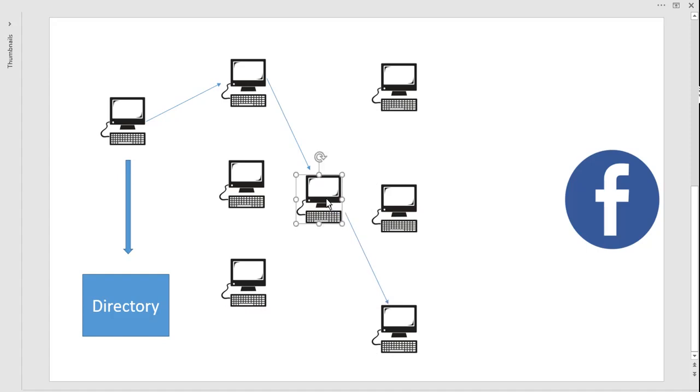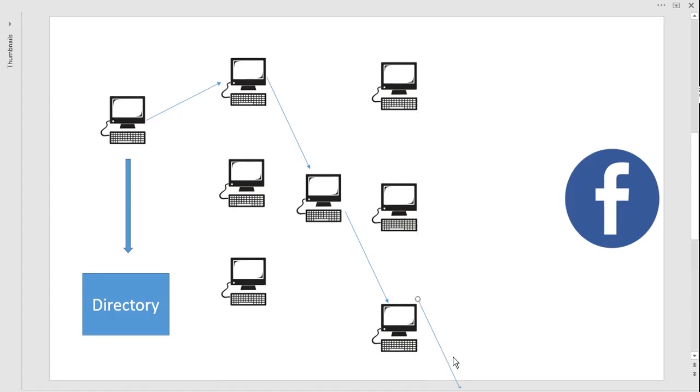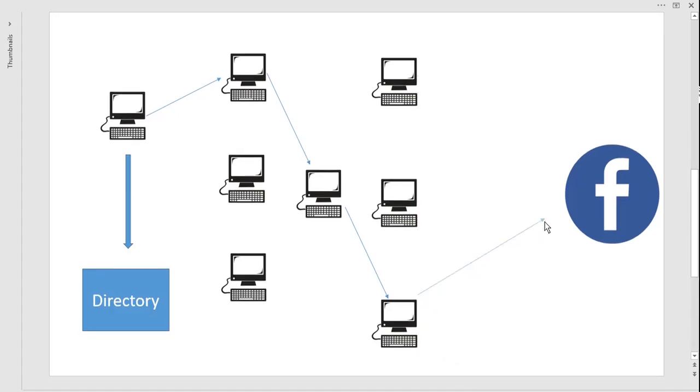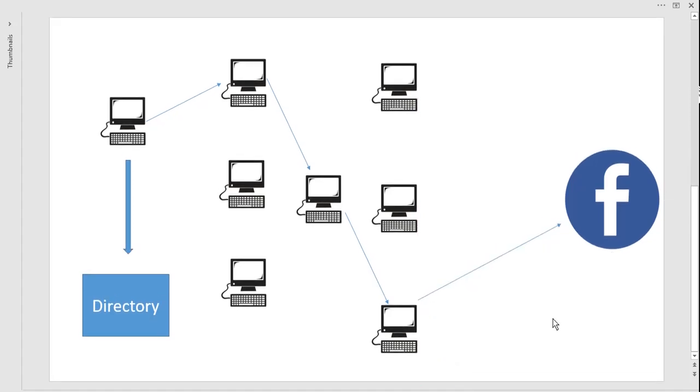So this one delivers the message to this node, right? Now this node will help you to connect with your destination, so the destination would be facebook.com, right? So this is the basic structure of Tor. By default, Tor will use 3 different nodes or 3 different hops to reach your destination.